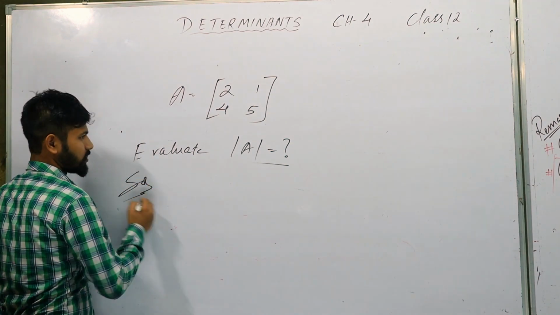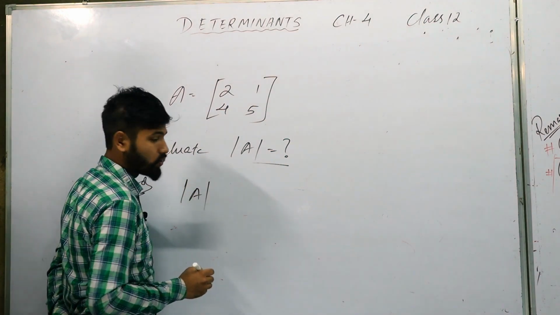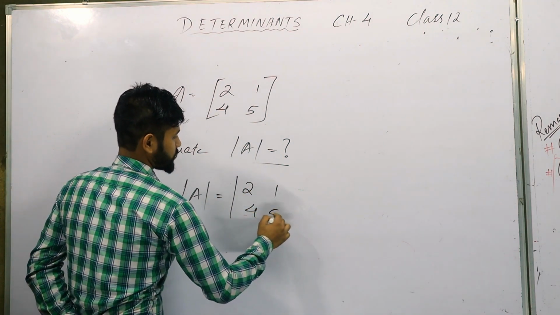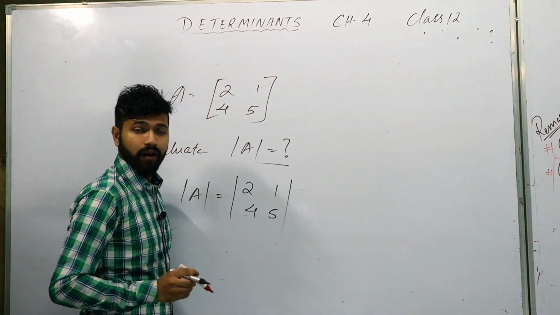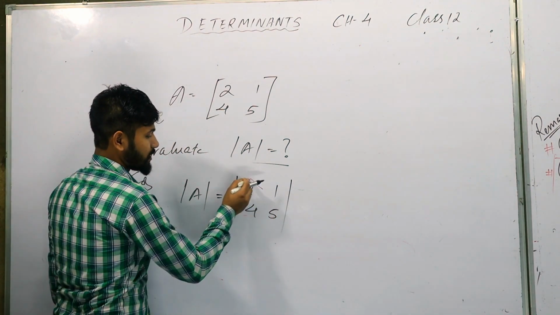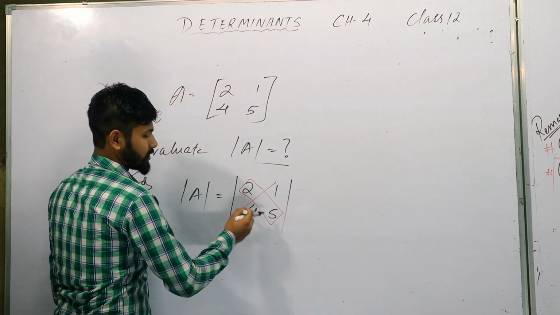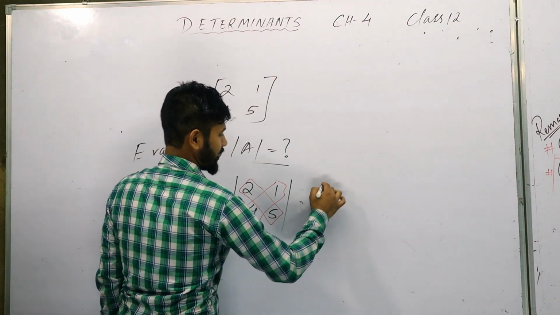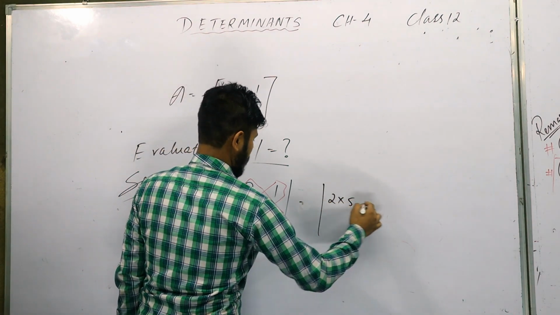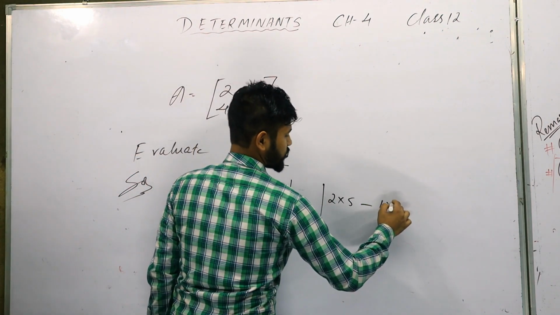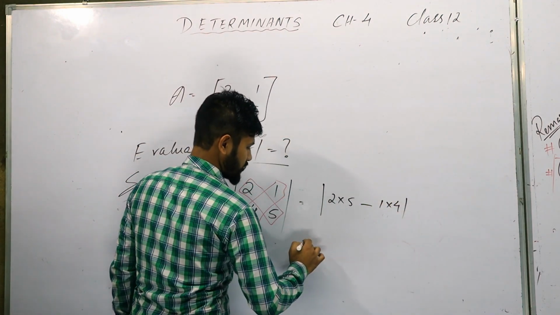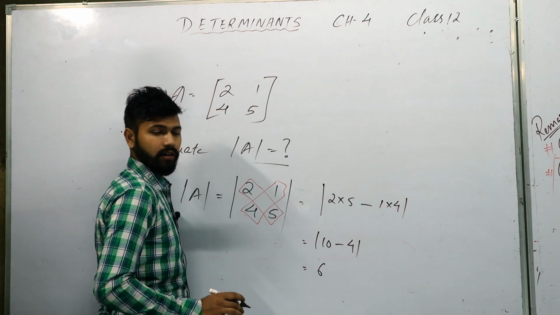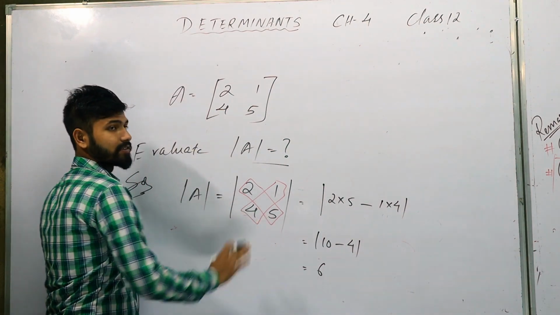Solution. Determinant of A, what to do? Let me show you. A is equal to determinant of 2, 1, 4, 5. Just for 2 cross 2 it is very simple. Just multiply diagonally and subtract. How to do? 2 into 5 is 10, minus 1 into 4 is 4. That is equal to 10 minus 4, which is equal to 6. Therefore determinant of A is 6.